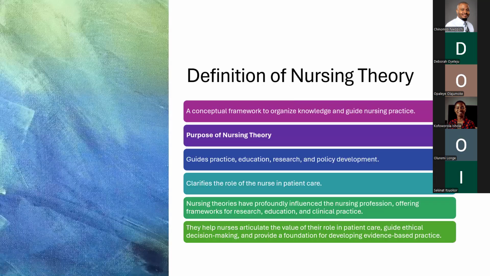So the definition of theory, there are multiple definitions of theory. But generally we see theory as a conceptual framework that helps us to organize knowledge and also provide basic guidelines to the practice of nursing. Now, you ask yourself, why do we do theory? Because generally theory is very abstract. It's very conjectural compared to the practical things that we do. Why then do we do theory? From existing knowledge, we found that theory actually guides practice.